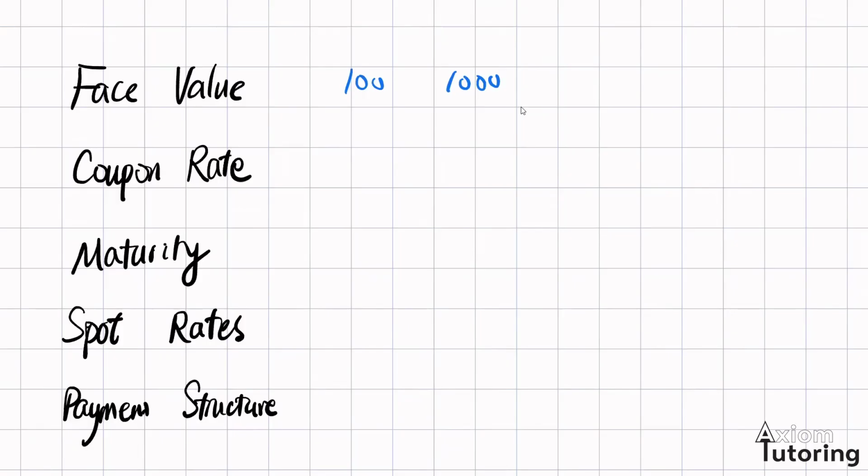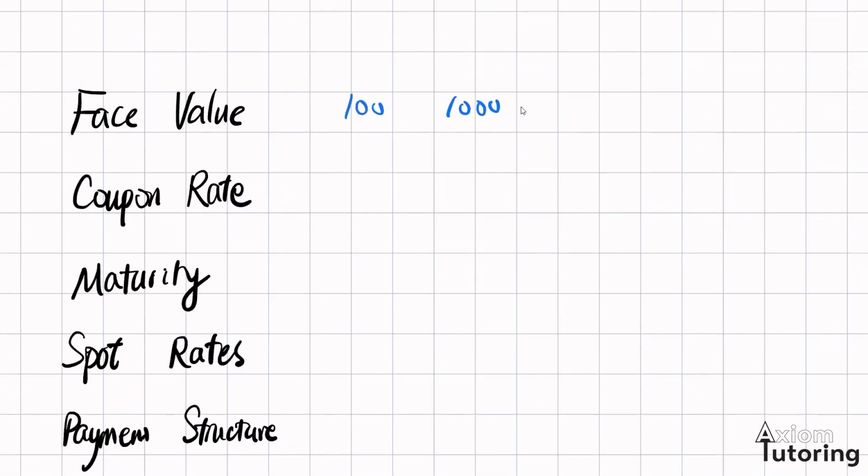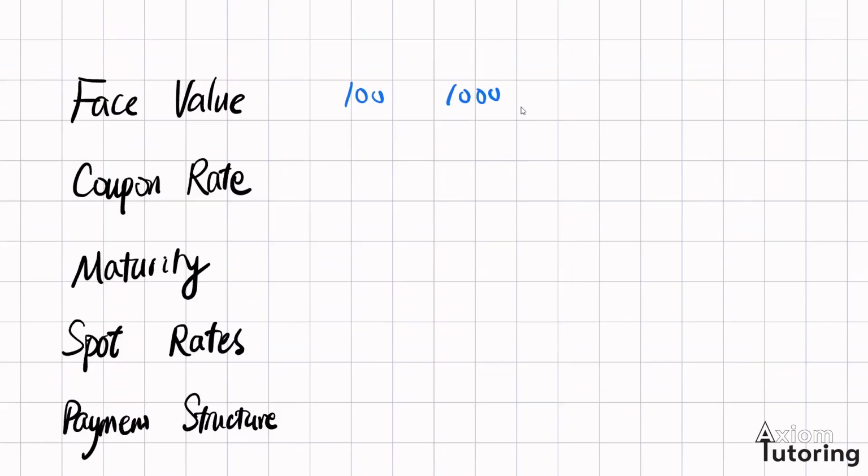And second, you need a coupon rate. This is the periodic payment from the issuer to the investor. Think about it as an interest. This is agreed upon between the parties at the inception of the bond. It could be any percentage, let's say 5%, or 8%, or sometimes 0%. Whenever the bond has zero coupon rate, we just call it a zero coupon bond or just zeros.